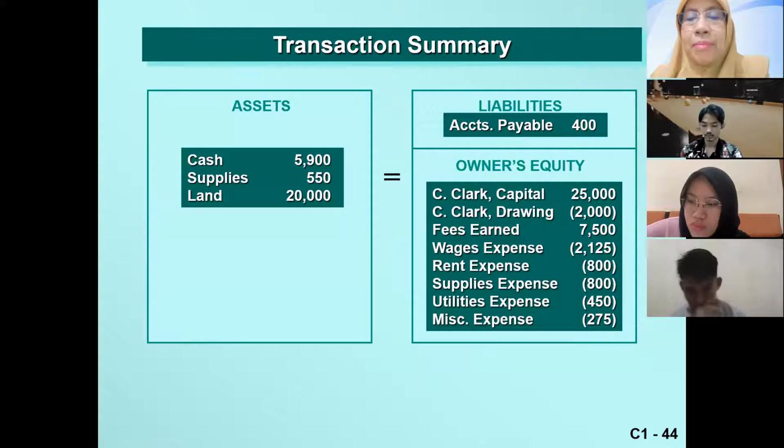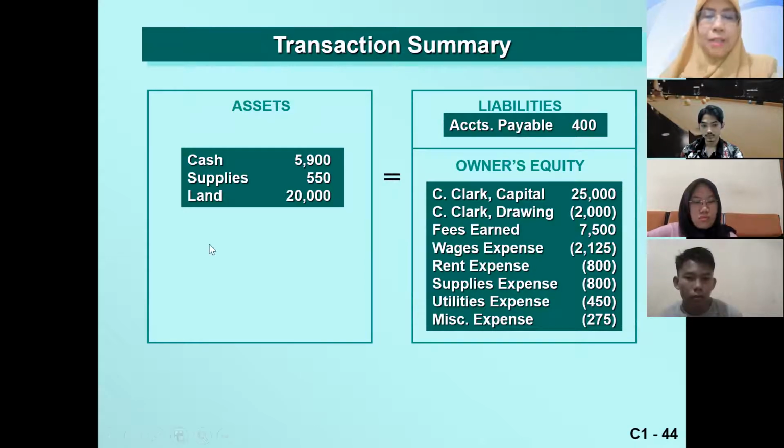And then for owner's equity, we can see in here the items: the initial investment by the owner, 25,000. And then Chris also withdrew money, 2,000. Of course, we are going to deduct it from the equity of the owner. And then we have fees earned, 7,500. And then the company paid wages, rent, supplies, utilities, and miscellaneous expenses. So yeah, all the expenses will deduct owner's equity, as well as drawing. However, fees earned will add to the owner's equity.